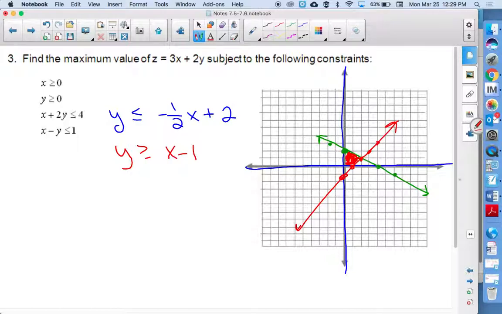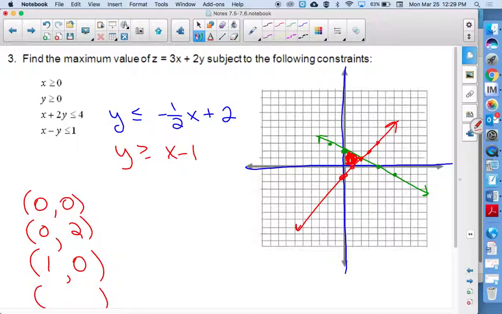So, what are the 4 vertices? It's a rhombus? Not a rhombus. I just have 2 pairs of parallel sides. Can we name it? Not a parallelogram. All right, so one ordered pair is 0, 0. Another ordered pair, 0, 2. How about a third ordered pair? 1, 0. And one more ordered pair. 2, 1.